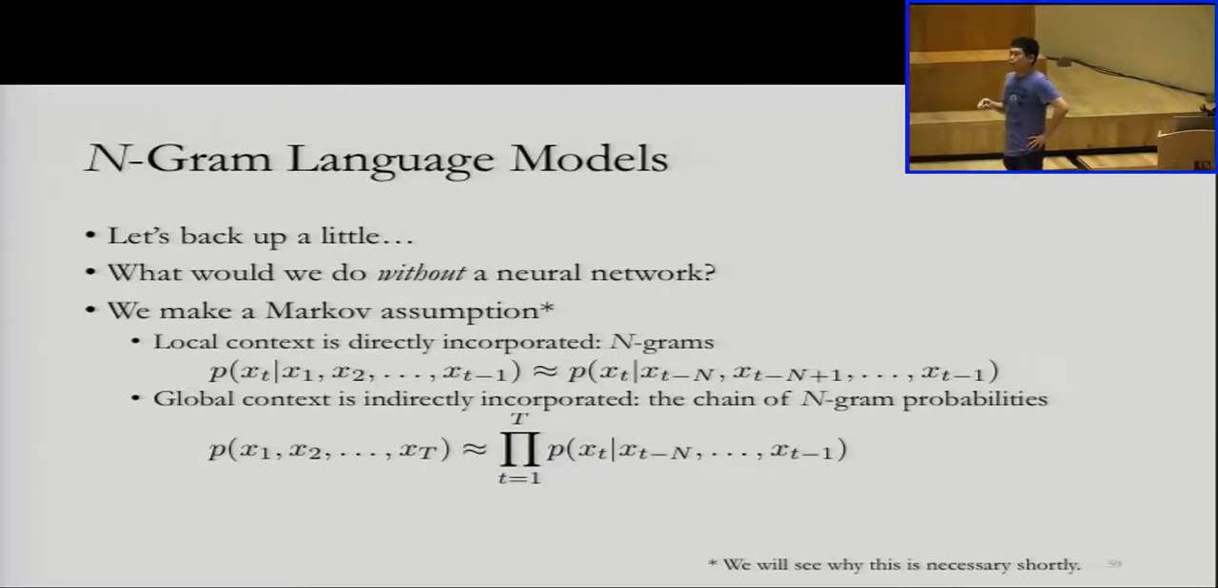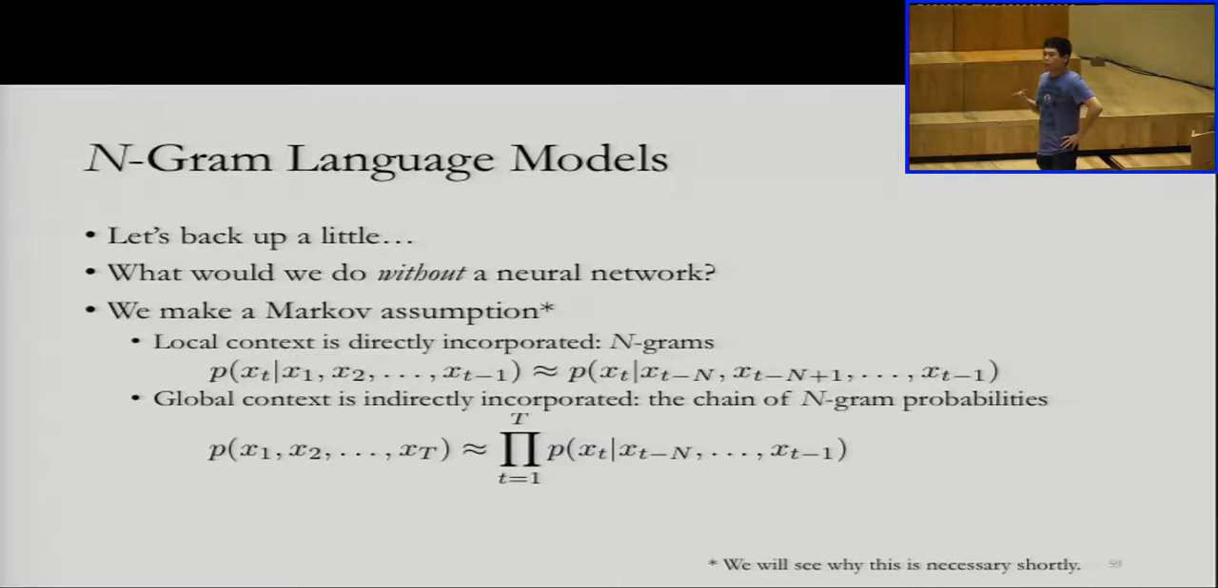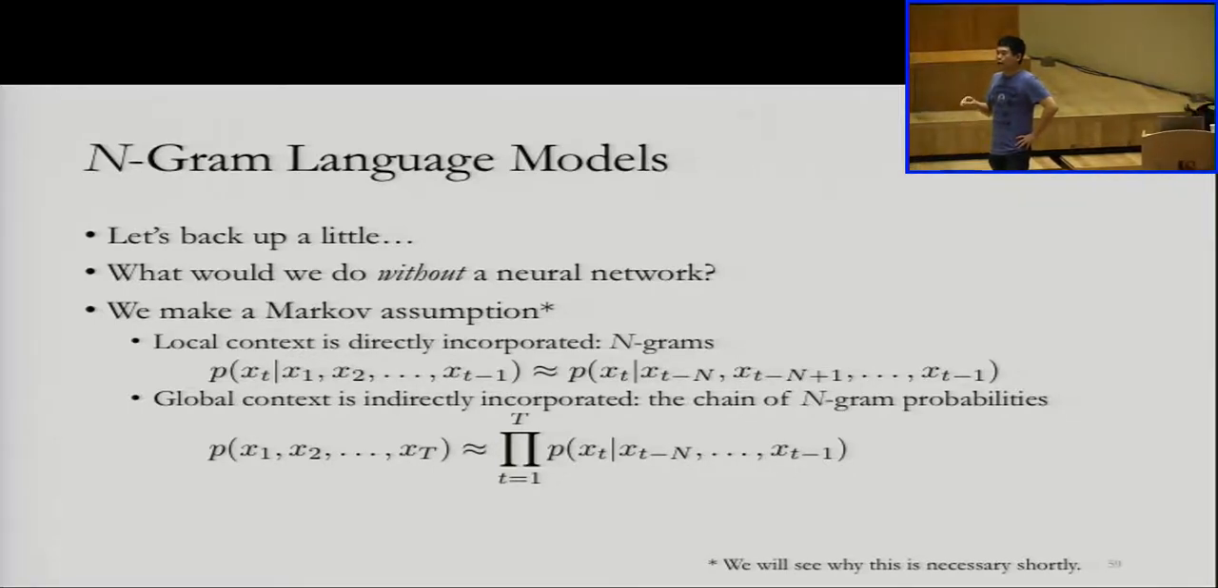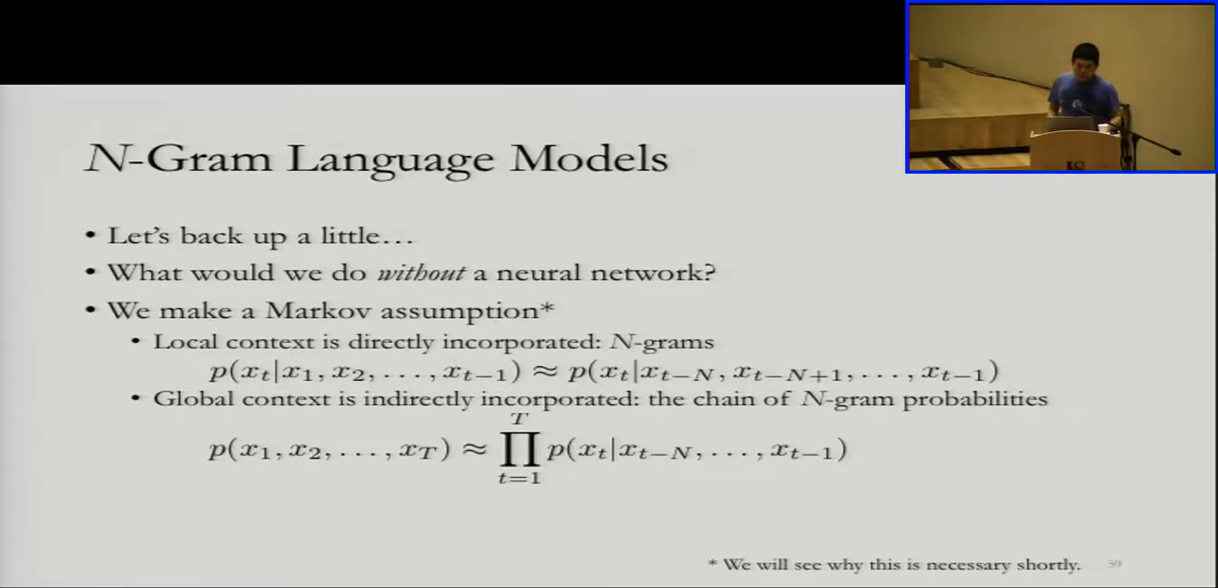But then we're going to say that, because explicitly modeling the global context is difficult, for reasons I'm going to talk about, we are going to let this entire product of the probabilities indirectly capture the global context. So this is how people approached the language model back in, let's say, the 80s and 90s, or even nowadays.